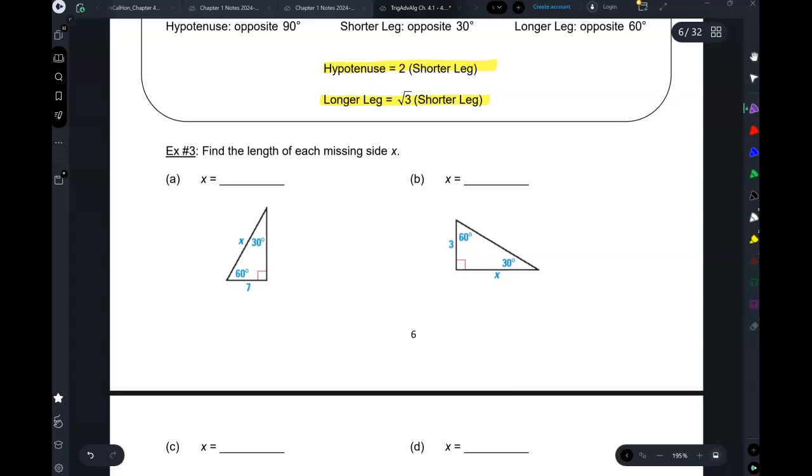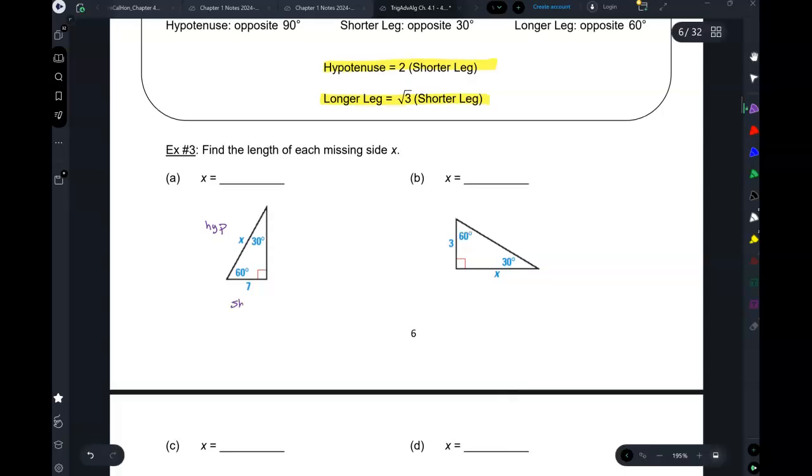Find the length of each missing side. Now listen. Take a minute. Label these. This is the hypotenuse. Is the 7 the short leg or the long leg? Short leg. Short and hypotenuse, how are they related? Hypotenuse is 2 times short. X is 2 times 7, 14. Okay? All right. Here we go.